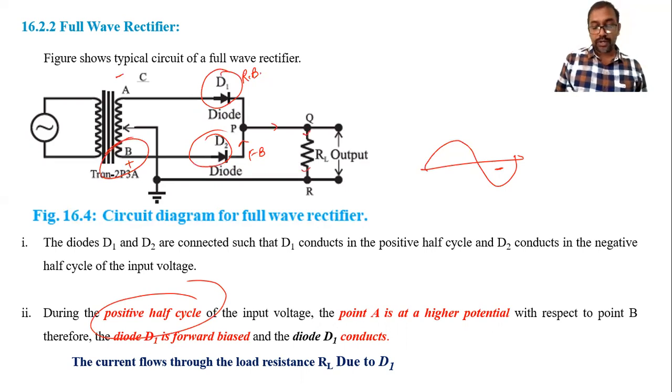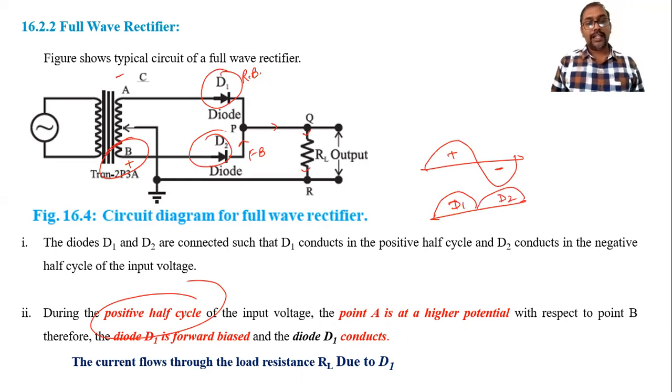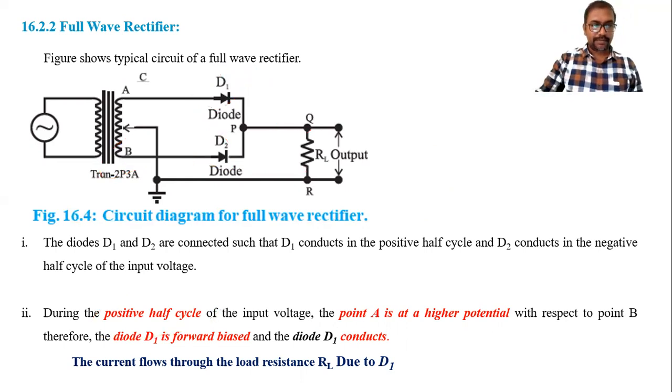It means that for the positive half cycle, we get output due to diode D1, and for the negative half cycle, we get output due to diode D2. The process continues, so we get output for the full cycle. So it is called a full wave rectifier. I hope you understood the working of this full wave rectifier.